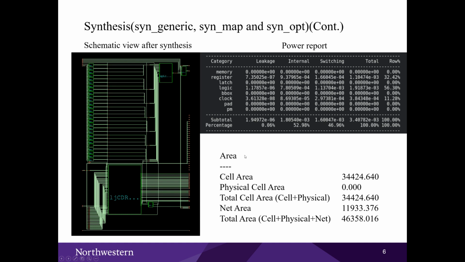And in terms of the area, the cell area is what we talked about on the last page, and the net area is about 12,000 micrometers. And we will see the difference between the synthesis area and the post-route area report in the last few pages of the slide. The left picture shows the schematic view after synthesis.